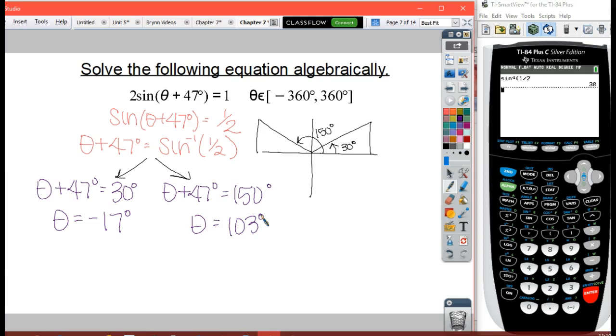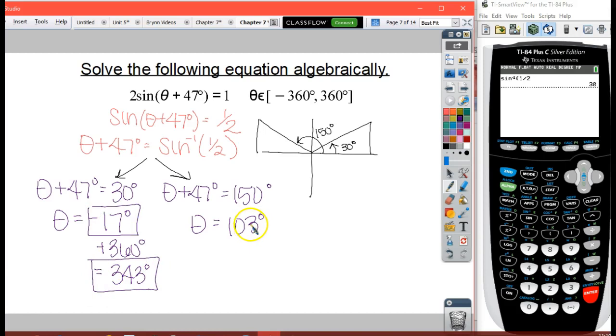Now from here, notice that we were looking for 4 answers, and I just found 2 of them. They are in the specified domain for theta, but I can find more. And so to find the next one, I'm going to add 360 to the negative 17 degrees. And then that will give me my next answer, which is 343 degrees. So these are 2 of the answers.